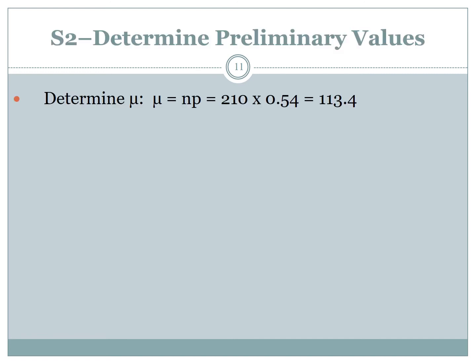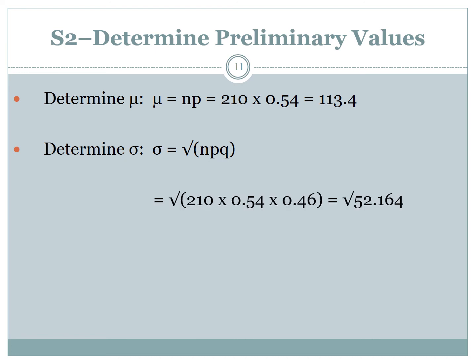So we're going to find mu. So mu is the NP, which is 113.4. Sigma is the square root of NPQ, so we're going to substitute. And I get the square root of 52.164. Now I'm going to leave it like that because the next time I use it, I'm going to use it in a function. And that function is on the calculator. And that function is capable of doing simple operations such as the square root. So all we have to do is make a note of it.